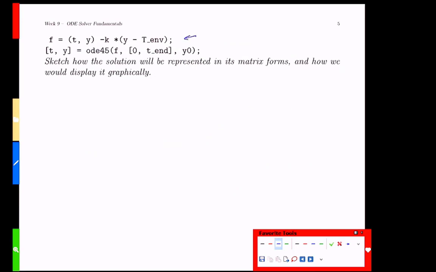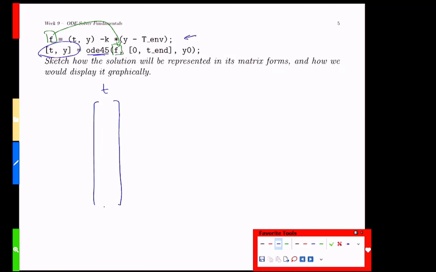So again, it's a formula for slopes on the graph, but it's something that we can interpret from the physics as well. When we run the solver, we plug this thing in. Notice f here goes into the solver. The solver does its magic. And then it gives us back two things, t and y. And I sketched that out earlier. t is going to be a vector. y is going to be a vector.